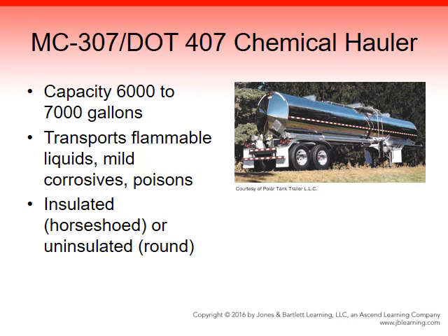Motor Coach 307. It has a capacity between 6,000 to 7,000 gallons. It transports flammable liquids, mild corrosives, and poisons. It can be insulated or uninsulated. If it is insulated, it'll have a horseshoe-looking shape. And if it's uninsulated, it'll have a round-looking shape. Again, looking at the back of the container will help dictate what type of motor coach it is. Also notice the railing is now on the side and not the back.